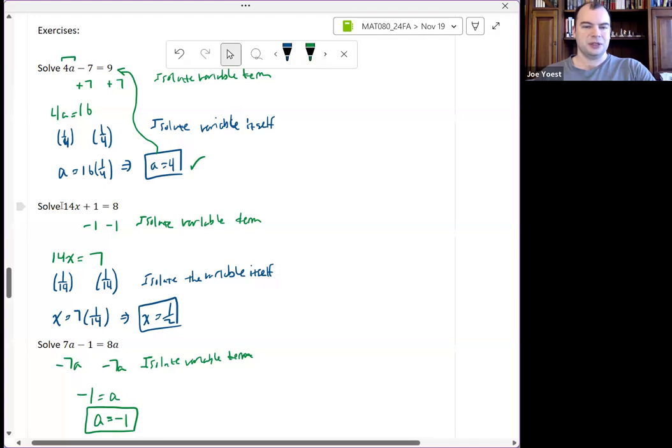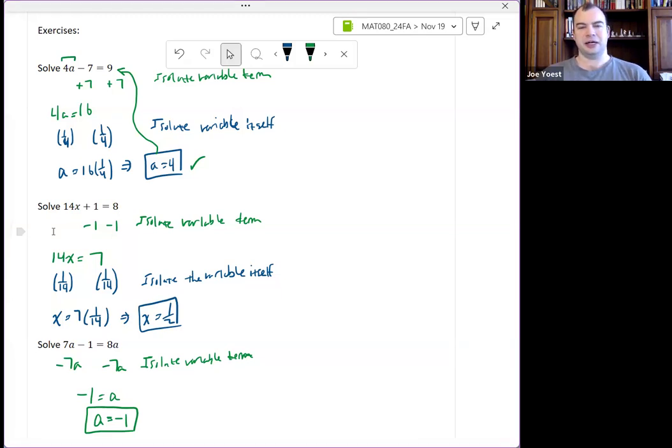Second problem, solve 14x plus 1 equals 8. Again, I want to isolate the variable term first, which has a plus 1 added to the 14x. Well, I add the additive inverse, minus 1, to both sides. So 14x plus 1 minus 1 gives me just 14x on the left-hand side. And on the right-hand side, 8 minus 1 is 7. So I now have the simpler equation, 14x equals 7.